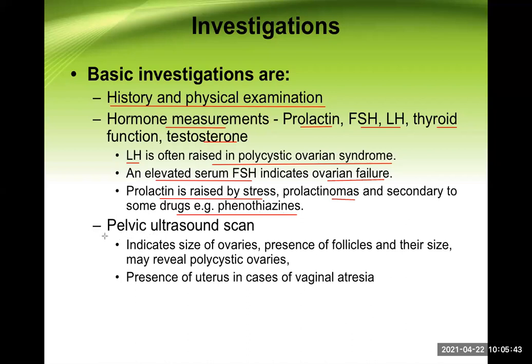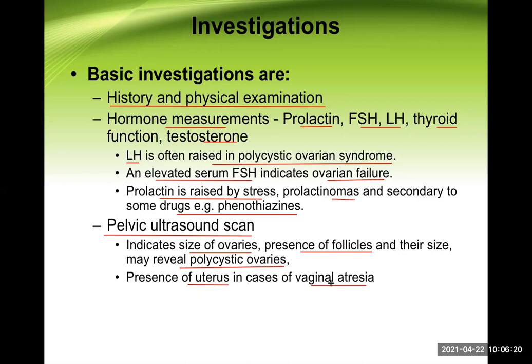Another type of investigation is pelvic ultrasound. Always done. Very, very informative. It indicates whether ovaries are present or not. First thing, how big are the ovaries? What is the size of the ovary? Is there presence of follicles inside the ovary or not? And it can also diagnose polycystic ovaries if they are there. It can also show whether the uterus is there or not, and in the case of vaginal atresia, for example, it can show us whether the uterus is present.